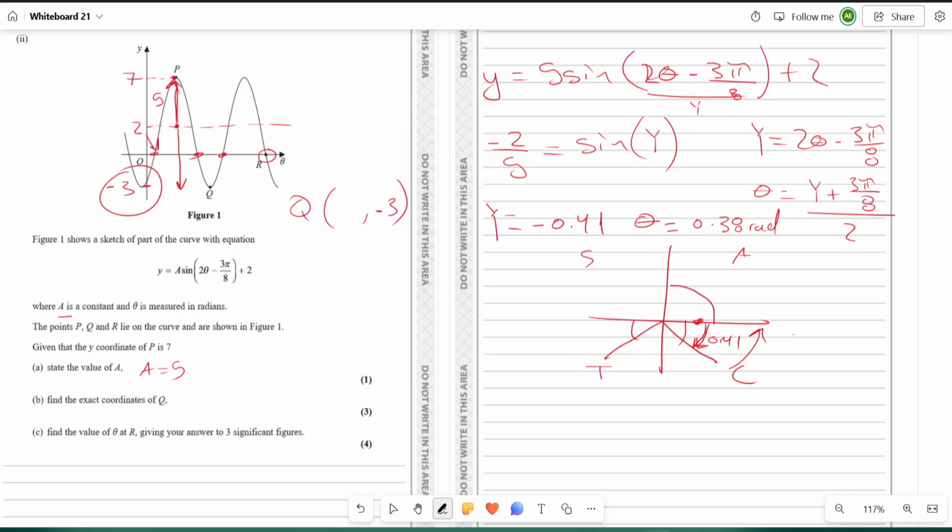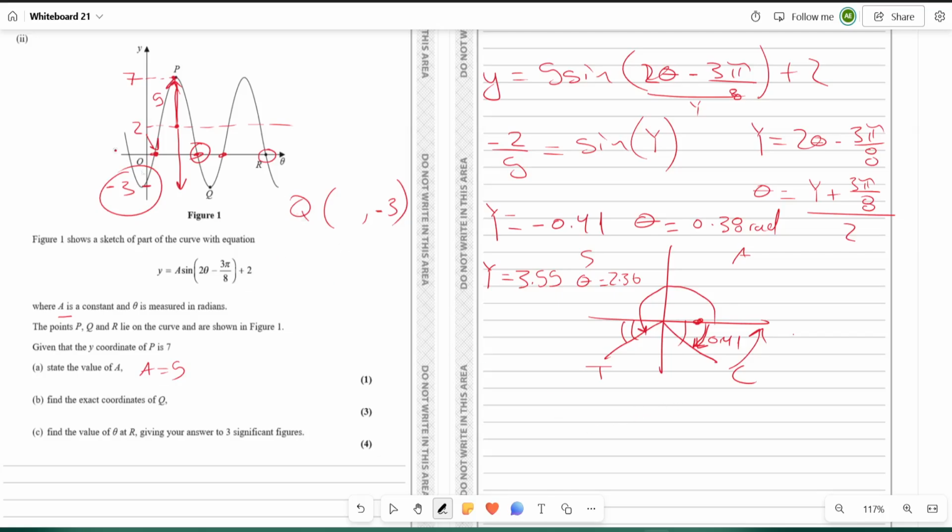Okay, when we move this way, let's calculate the next y. So the next y is going to be pi plus this bit. So y is going to equal pi plus 0.41, so it's going to equal 3.55. So theta is going to equal 3.55 plus 3 pi over 8 over 2. So that's going to be 2.36. So that straight away gave me the next positive answer.